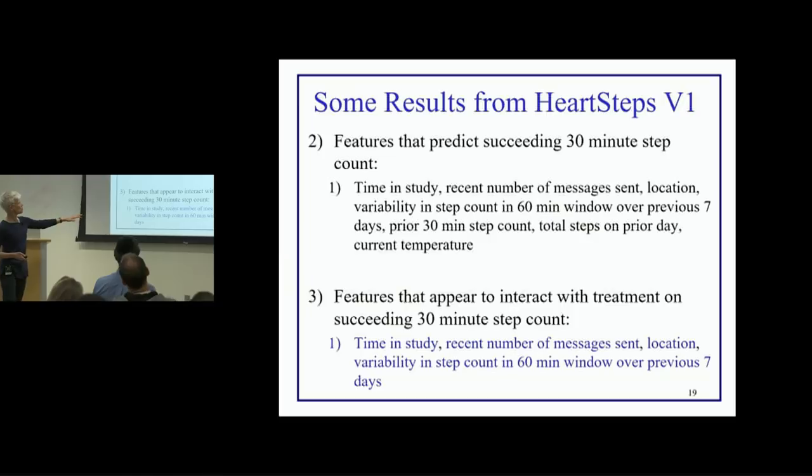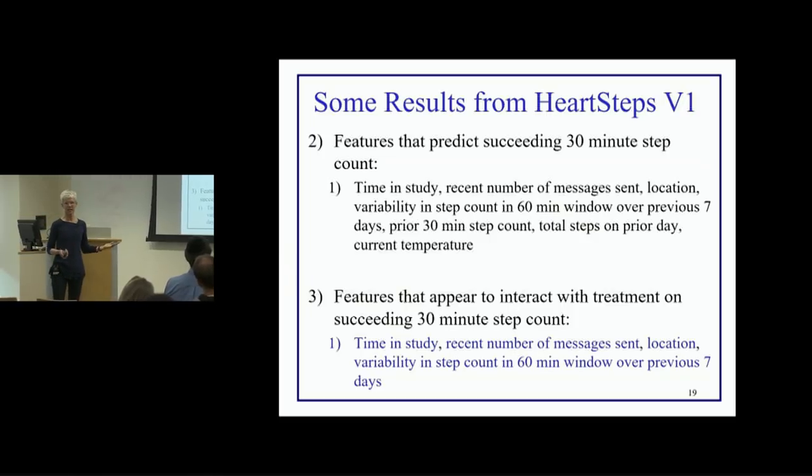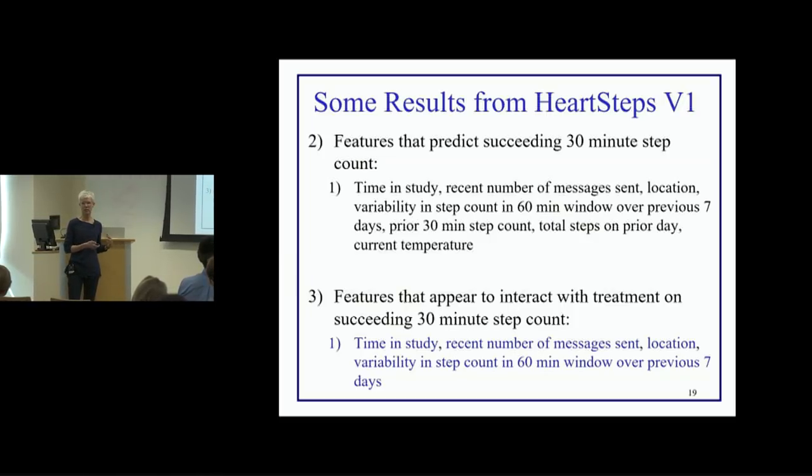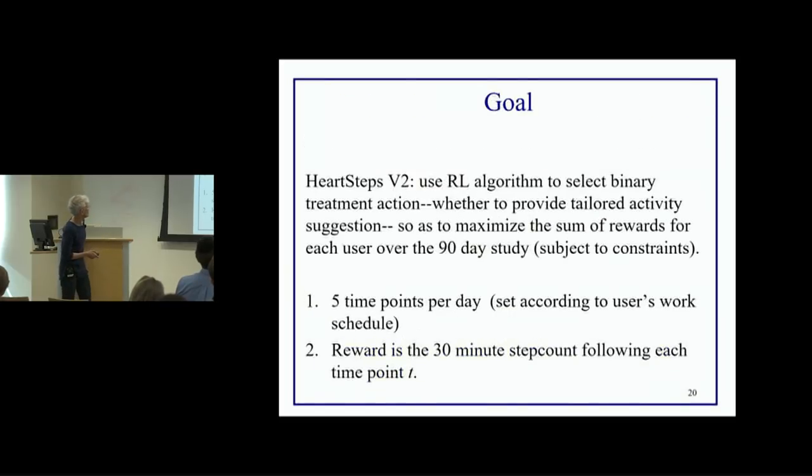So all of this was important for us because we're going to the next HeartSteps and we're thinking about what features we are going to put in this RL algorithm. For this particular factor, as I said, there are multiple factors, five factors, being experimented with in V2, but I'm just going to focus on this one: whether or not we provide this tailored activity suggestion. And as I mentioned, the content of the activity suggestion is always tailored on sensor data.